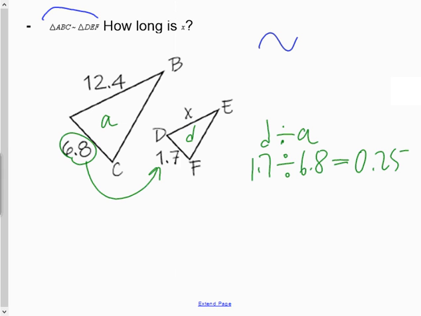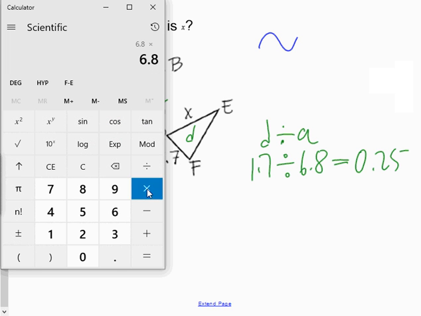And what does this mean? Well, this means if those two triangles are similar, like they said, then each of the sides would be multiplied by 0.25 to get this reduction of the diagram D, right? Because 6.8 times decimal 25, if I just double check that, 6.8 multiplied by 0.25 does equal 1.7.